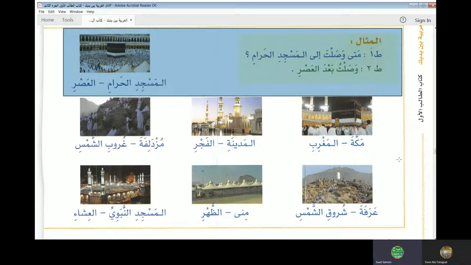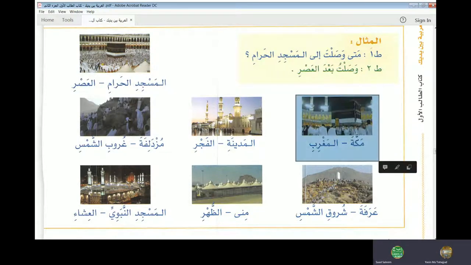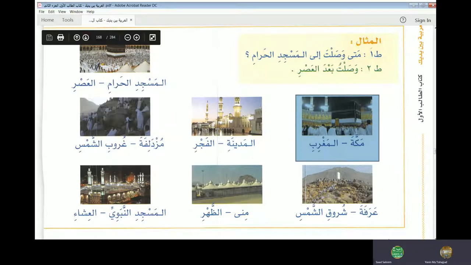متى وصلت إلى المسجد الحرام? When did you arrive at the Masjid al-Haram? وصلت بعد العصر. متى وصلت إلى مكة? Say that again: متى وصلت إلى مكة. When did I arrive in Mecca? وصلت بعد المغرب. Correct, wasaltu ba'da Maghribi.